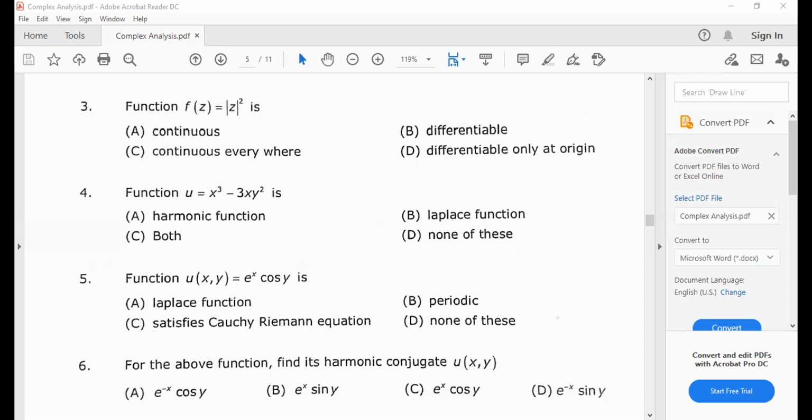So now, based on that concept, whenever they give a real part, the harmonic conjugate is nothing but finding the imaginary part of that one. For the above function, find its harmonic conjugate, v of x comma y. I'll explain how to find the harmonic conjugate of that function, and after that you can do more problems based on that.